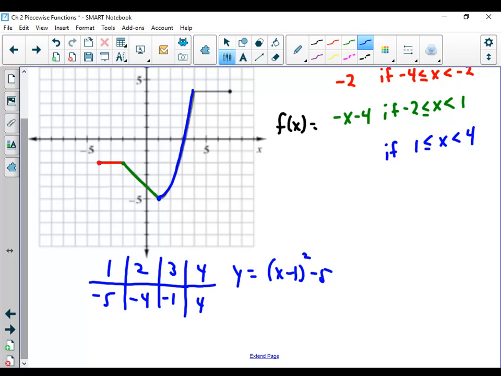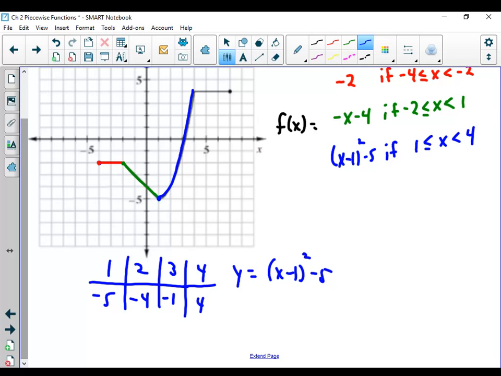If I put 2 in, I've got 1 squared minus 5 is negative 4, so 2 for 2. Put 3 in there, I get 4 minus 5 is negative 1, and I'm starting to convince myself that looks like it's okay. So I didn't have any stretching or compressing going on there. So that portion of my graph, I could maybe say this is x minus 1 squared minus 5. And again, that would happen from positive 1 to 4.